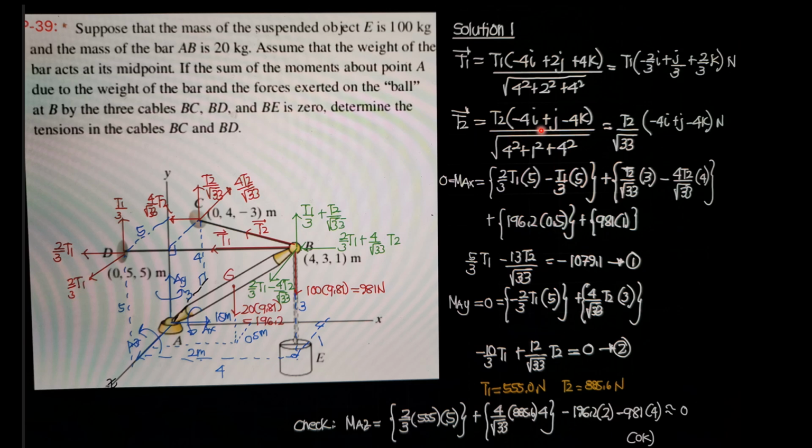For T2, it is negative 4 over the square root of 33 T2, so in the negative X direction, 4 over the square root of 33 T2. The Y component is positive T2 over the square root of 33, upward. Then the Z component is in the negative Z direction, but treated positive, of course, because that's already the negative component. So T2 times 4 over the square root of 33. So these are the components.